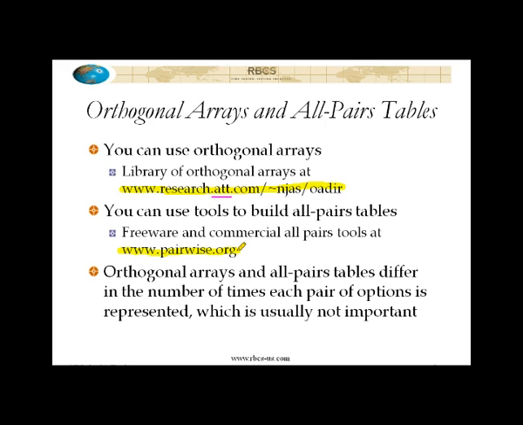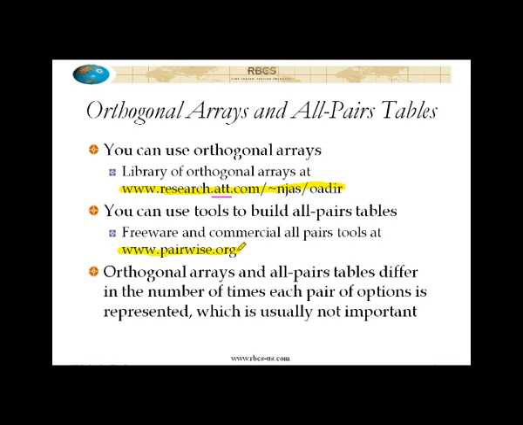Didn't have it. Okay, now, you can use either one of these approaches, orthogonal arrays or all pairs tables. Now, there are some subtle differences. I have never been in a situation where the difference mattered. I've had some people who told me that they thought the difference mattered, but those people were also involved in trying to sell a pairwise testing tool that generated orthogonal arrays, so I'm not sure I would consider those people unbiased sources.